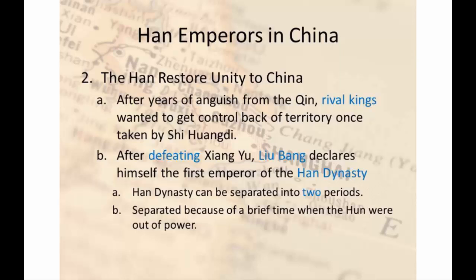The Han Dynasty was separated into two periods throughout its entire history. So remember that. The Han Dynasty was split up into two parts, which we'll talk about each later on. The first being longer than the second. They were separated because of a brief time period when the Han were out of power. So keep that in the back of your head, because we will be touching upon that near the end of the lecture.